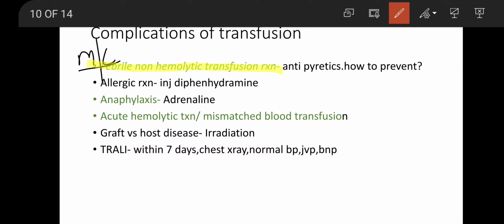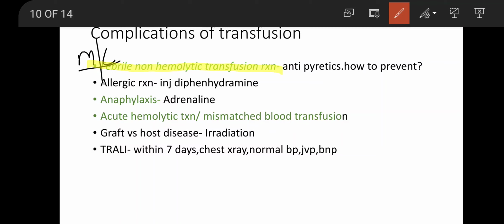and it is because of the WBCs that are present in the donor blood, antibodies are acting against that. Cytokines are released and that is causing fever. So you do not want to actually stop transfusion. You can continue, it is self-limiting. You can give antipyretics. For prevention we have told leuko reduction. You can filter the WBC out.